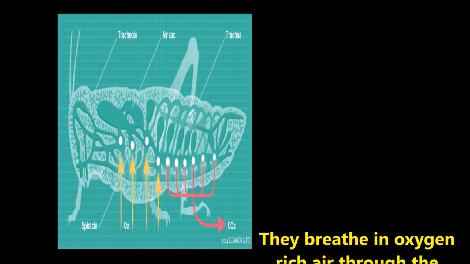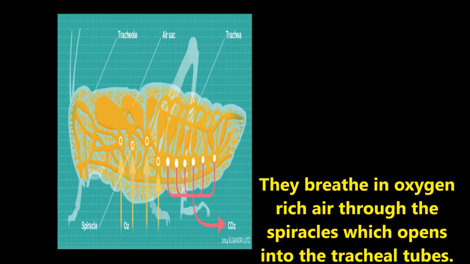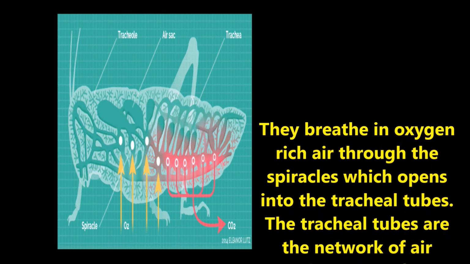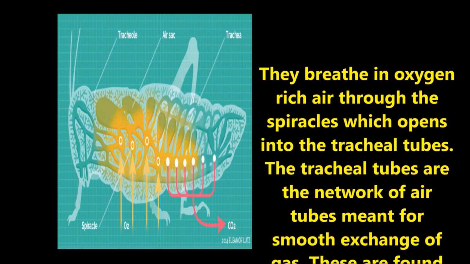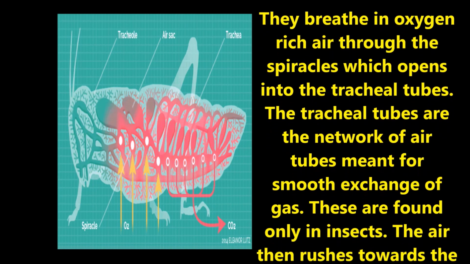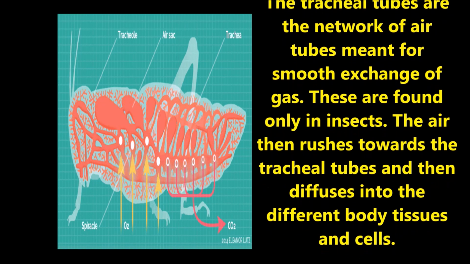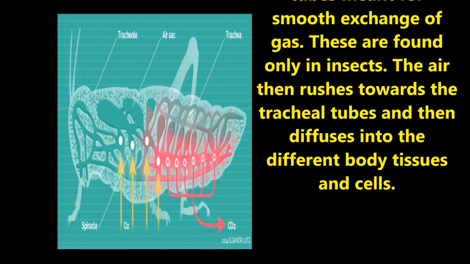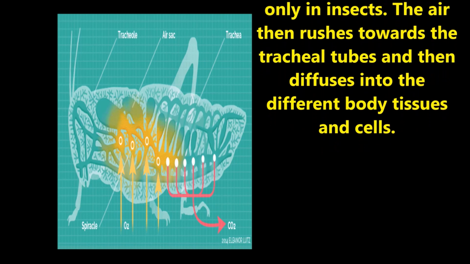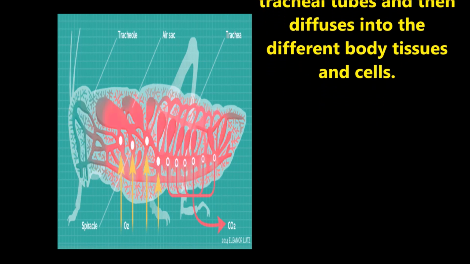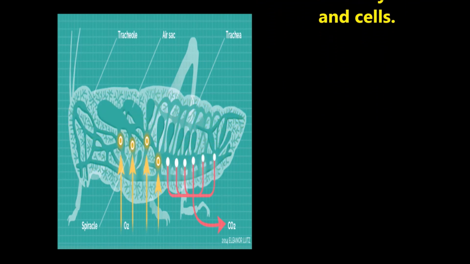They breathe in oxygen-rich air through the spiracles, which open into tracheal tubes. The tracheal tubes are a network of air tubes meant for smooth exchange of gases. They are found only in insects. The air then rushes through the tracheal tubes and diffuses into the different body tissues and cells.